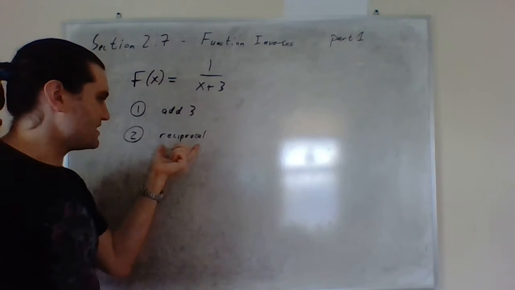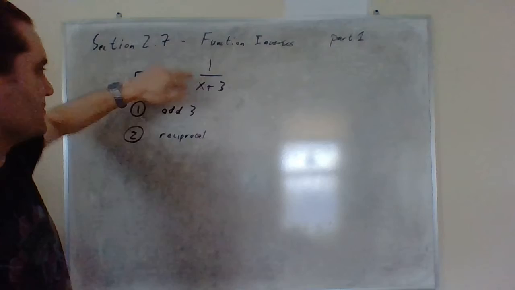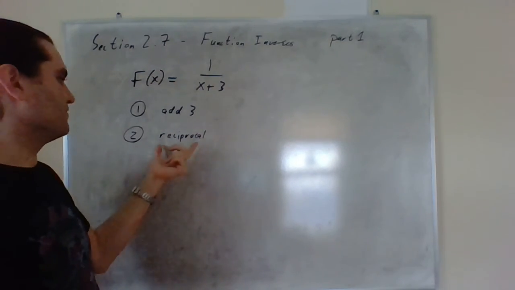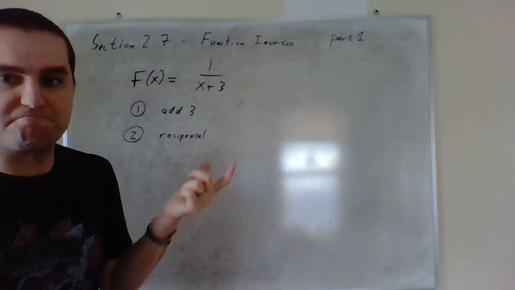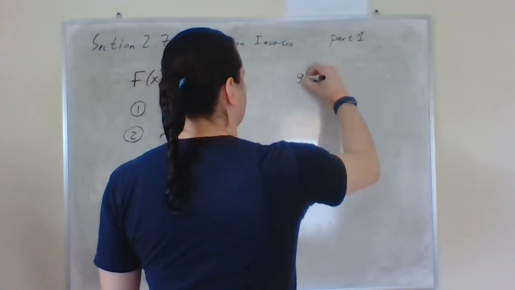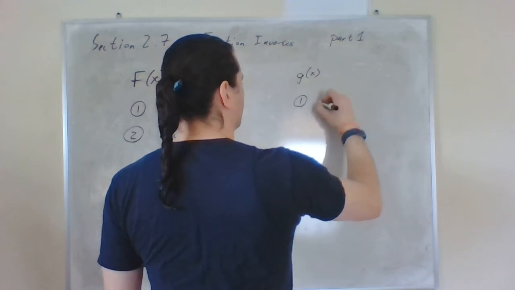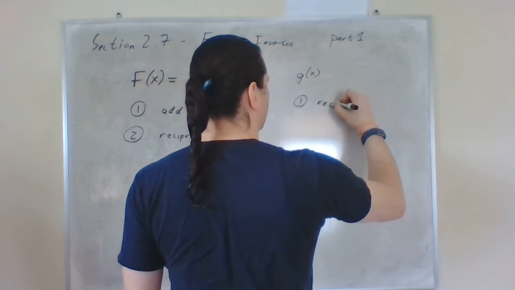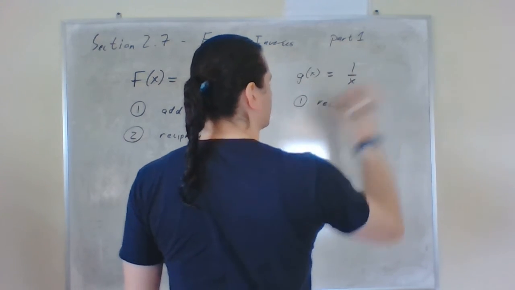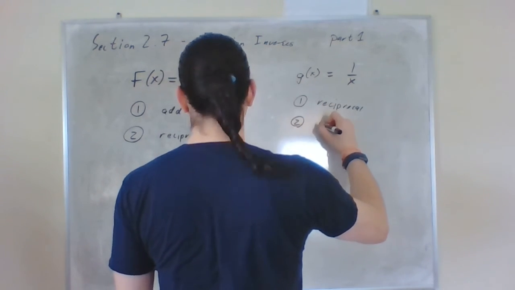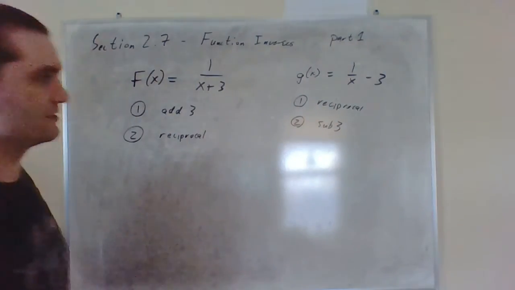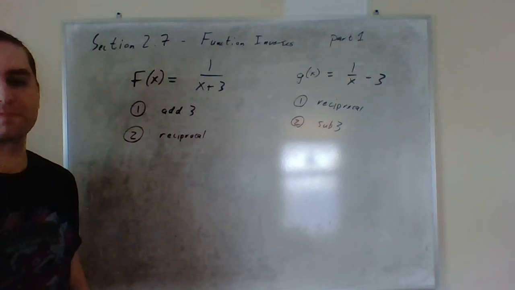The nice thing about this is once you realize that this is just a reciprocal operation, the inverse of the reciprocal operation is reciprocal. So that's kind of nice. So g of x should be, first thing we need to do is reciprocal. So that'll give us 1 over x. And then the second thing we need to do is subtract 3. This is your inverse.